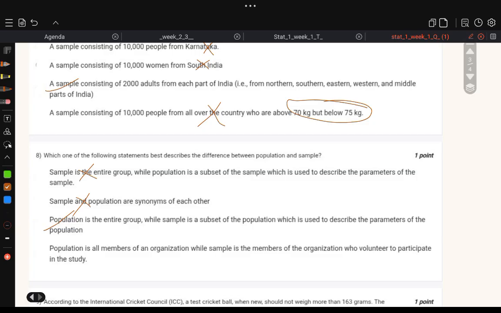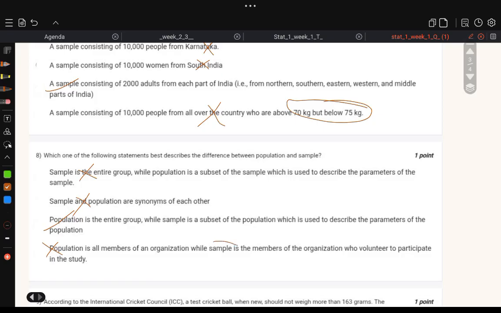And the fourth option is telling us that the population is all the members of an organization, while the sample is a member of the organization who volunteered for the study, right? So in this case, the D option will be incorrect. The reason is that the population is all the members of the organization, whereas the sample is the members of the organization who volunteered to participate in the study.